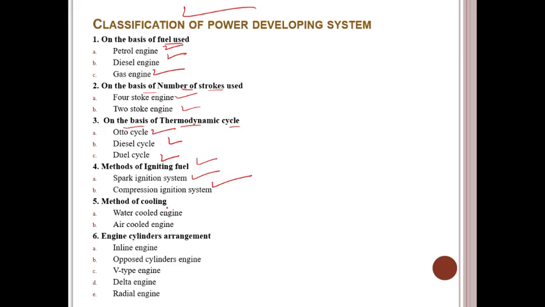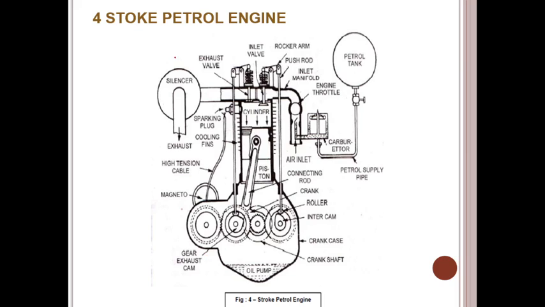Then another is the method of cooling: water-cooled engine, air-cooled engine. Then engine cylinder arrangement: inline, where all cylinders are in one line; opposed cylinder arrangement, where they are opposite to each other; V type engine, delta type engine, and radial type engines. This is the simple diagram of the four-stroke petrol engine.